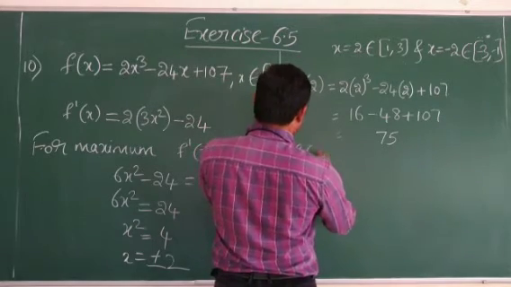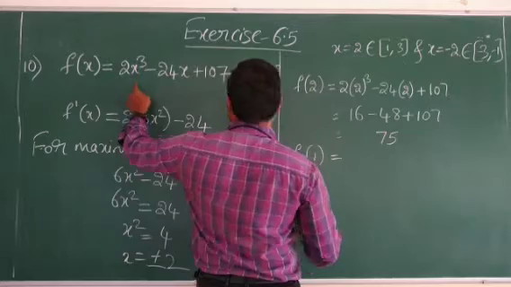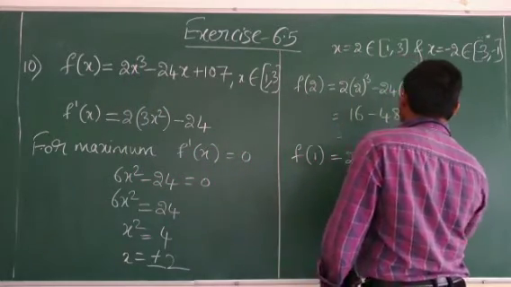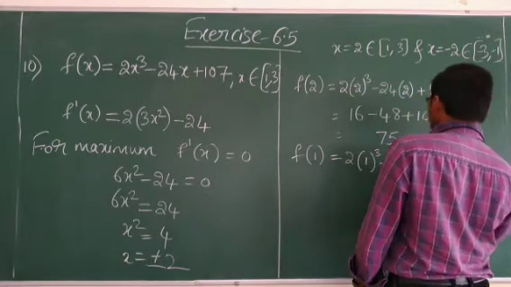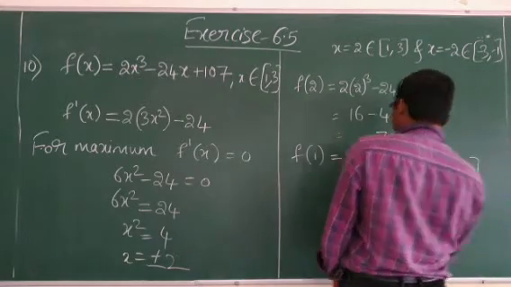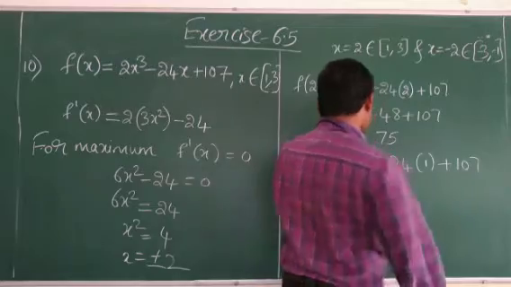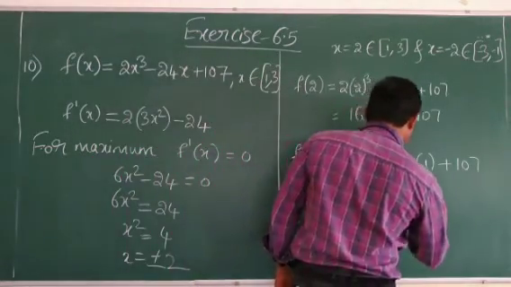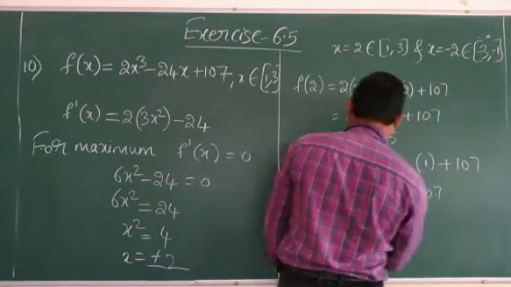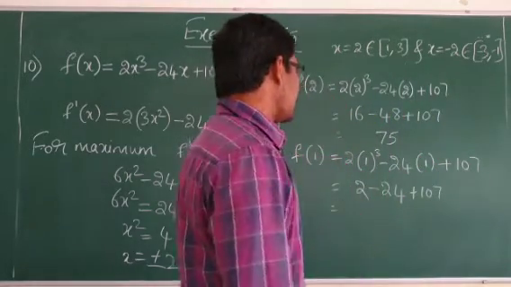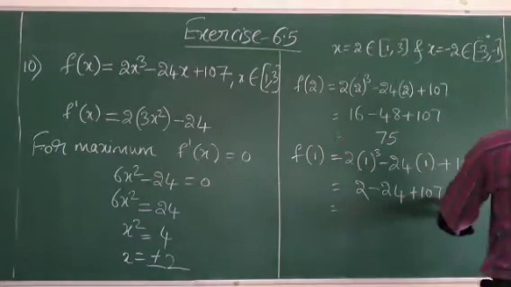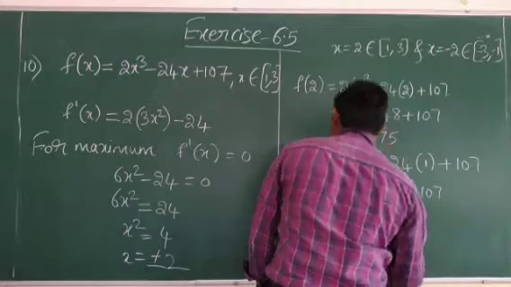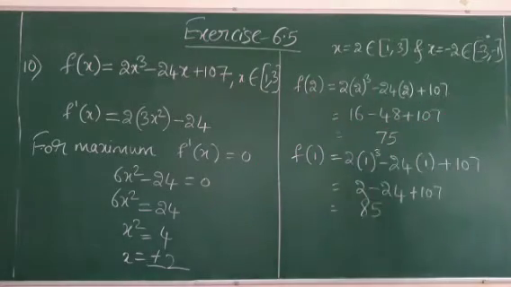Now take the endpoints. f at 1, that is 2 into 1 cube minus 24 into 1 plus 107, that is 2 minus 24 plus 107. So that is equal to minus 22. So this will be 85.